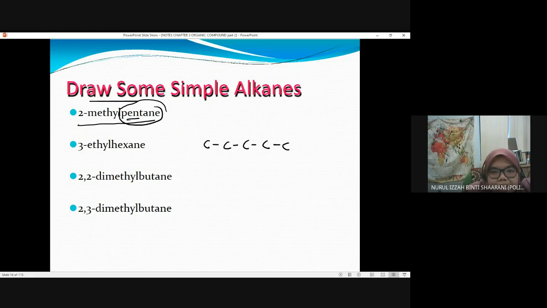1, 2, 3, 4, 5. Okay, and A and E is referring to the carbon-carbon single bond lah. So obviously what I draw here is the carbon-carbon single bond lah. Okay, and then 2 methyl.